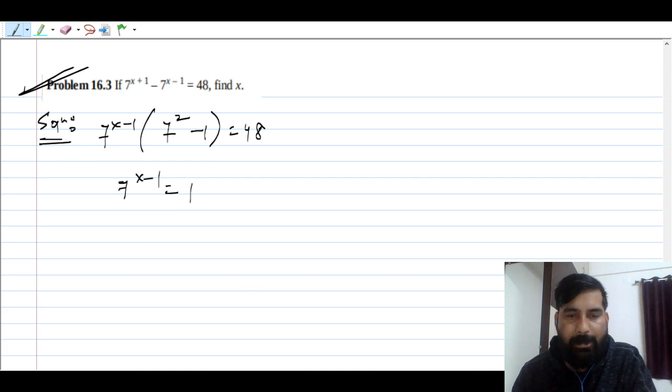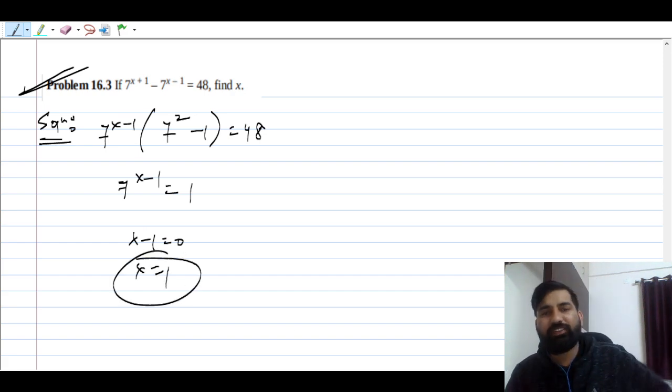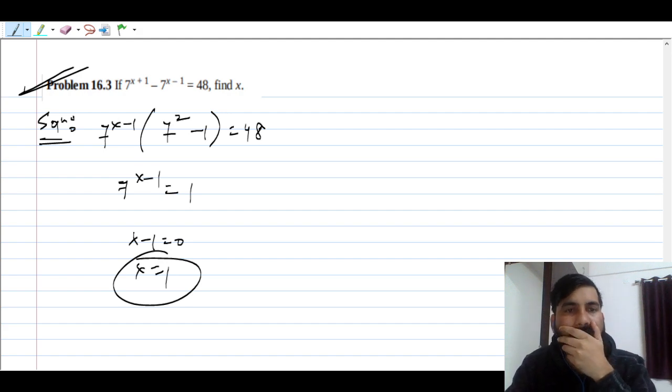ठीक है. So here x minus 1 equal to 0, so x equal to 1 only. खत्म. ठीक है. So this is very simple. How I have written 7 to the power 0 you can write, and x minus 1 equal to 0, x equal to 1. This is a very simple question. Okay, fine. एक question और करेंगे, then we'll wind up the session.